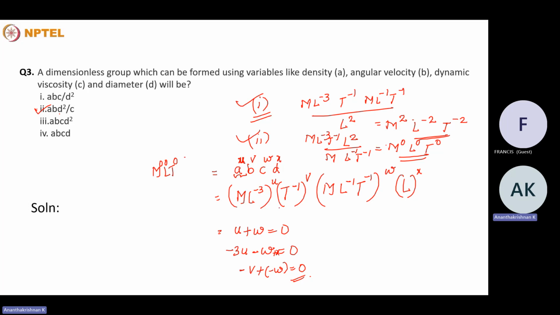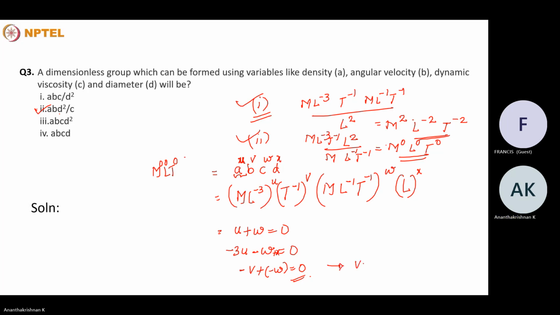So in this particular problem, there are four unknowns and three equations, so it can't be solved directly. So you take the value of one and assume it to be a constant, and using that particular value, you find the other three values, and you will get a set of equations which satisfy this dimensionless case. Since we have options, we can directly go from the options. Otherwise, you have to go by this method.